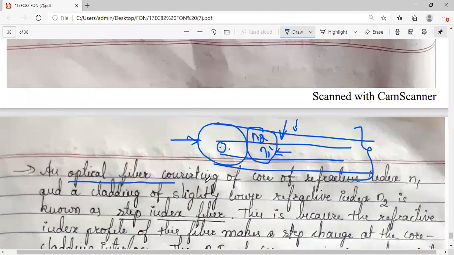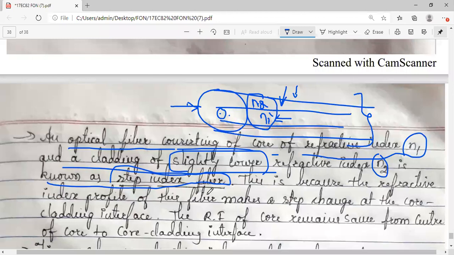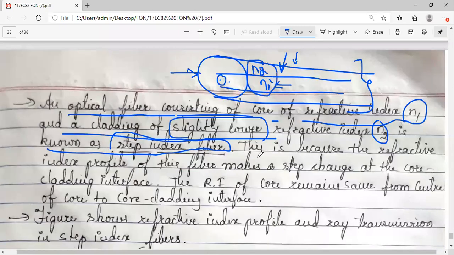An optical fiber consisting of a core of refractive index N1 and a cladding whose refractive index is slightly lower than N1, that is N2, where N2 is the refractive index of the cladding, we call this a step index fiber. The name is given as step index for a reason. That reason I'll show you here. The reason is written here, but you won't understand it yet.